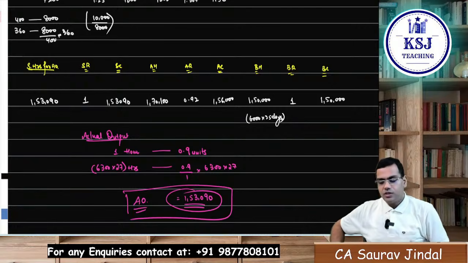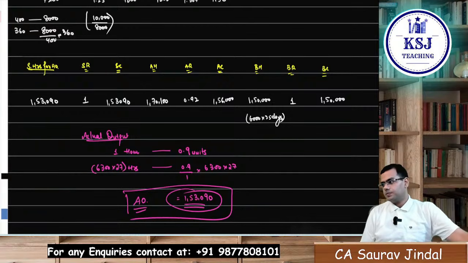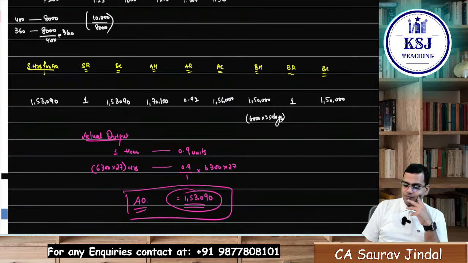Clear, sir? Any doubts in this question? This is a very good question. Question number 12, definitely a good question. Now you can calculate any variance. Any variance. Solve it and please let me know if you have any doubts in the question.